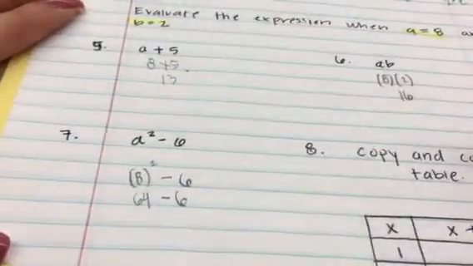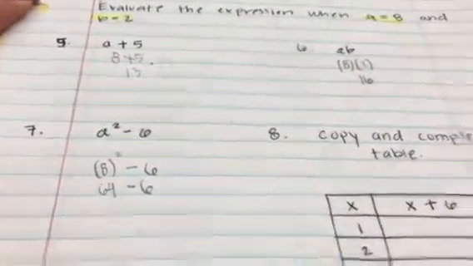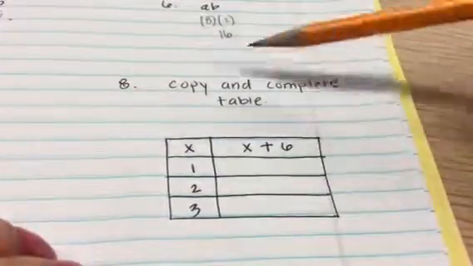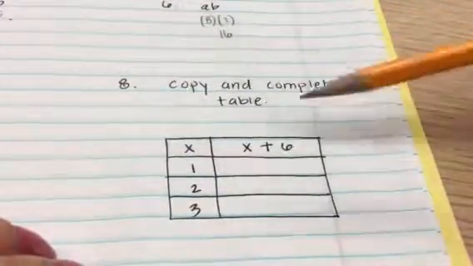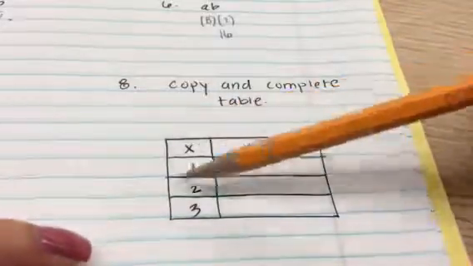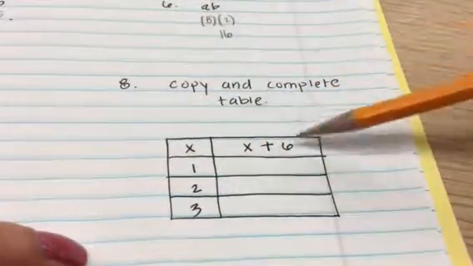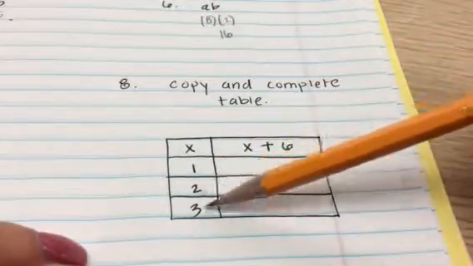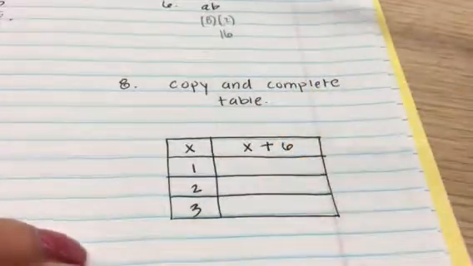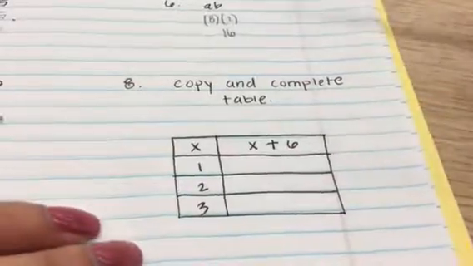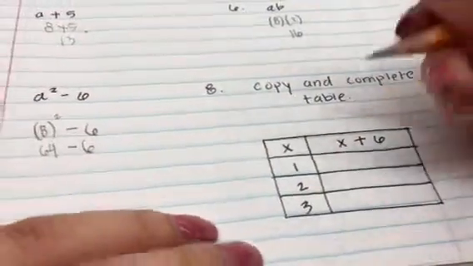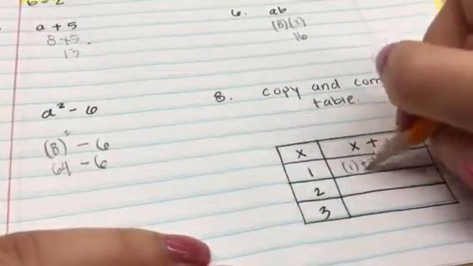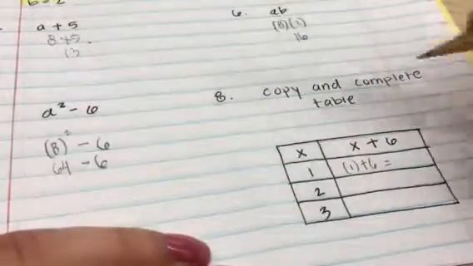And then number 8, we have to copy and complete the table, which I already did. I copied the table, and you're given this little expression on the side. So basically you're given 3 different values for x, 1, 2, and 3. So for the first expression, I'm going to go ahead and plug in the first value that I'm given, which is 1 plus 6, and that equals to what?